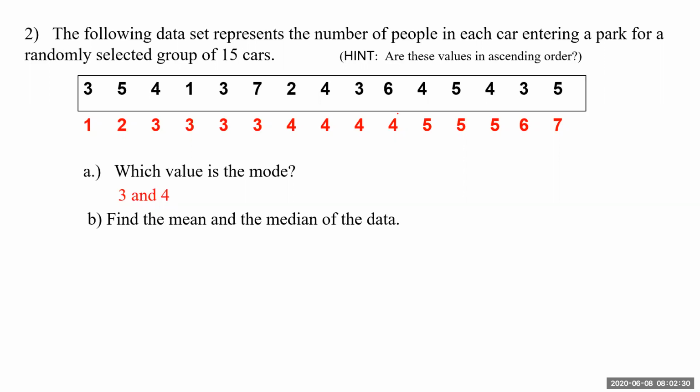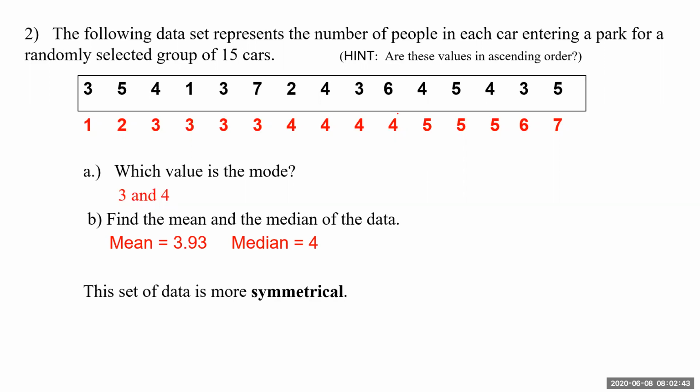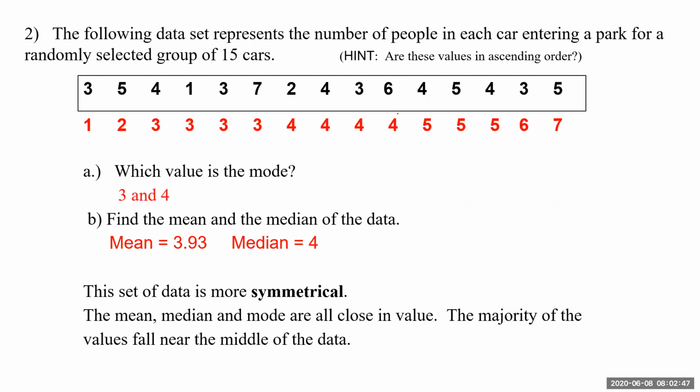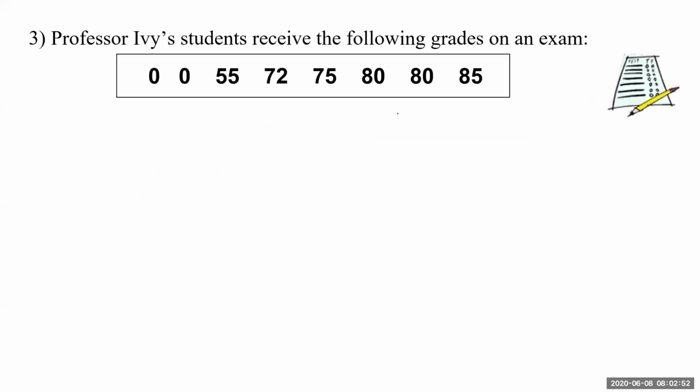Find the mean and median. So the mean, you put all the numbers together, and the median of the data set is 4, the number that sits right at the center. And this data set is more symmetrical. Is that okay? Nice.